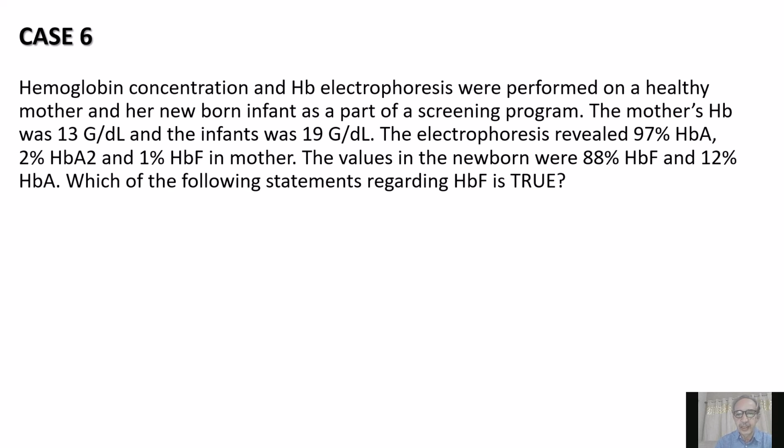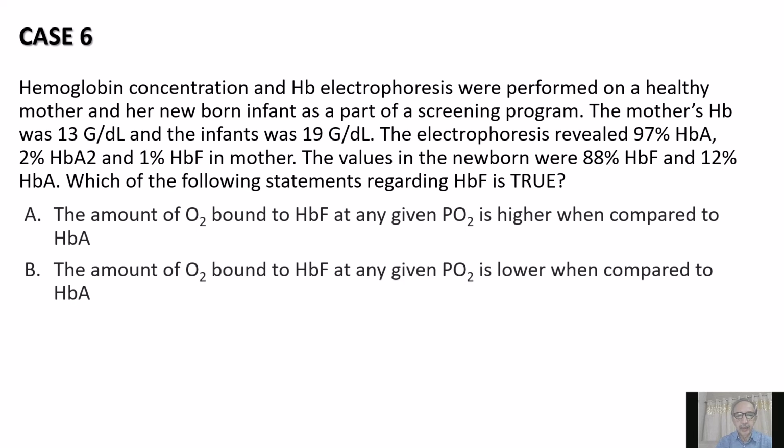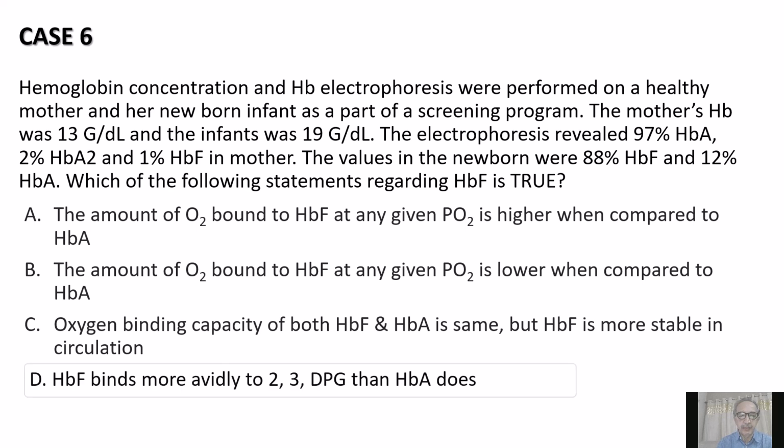Which of the following is the correct thing about HbF? The oxygen bound to HbF at any given PO2 is higher when compared to HbA. The amount of oxygen bound to HbF at any given PO2 is lower when compared to HbA. The oxygen binding capacity of both HbF and HbA is the same, but HbF is more stable in circulation. HbF binds more avidly to 2,3-DPG compared to HbA.